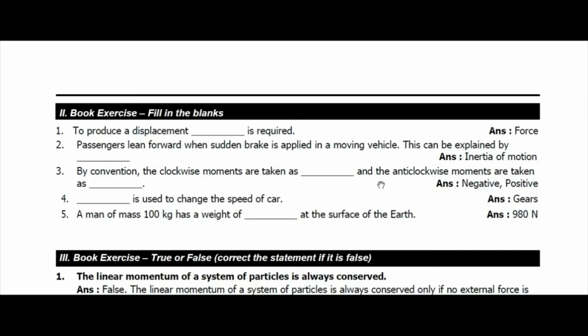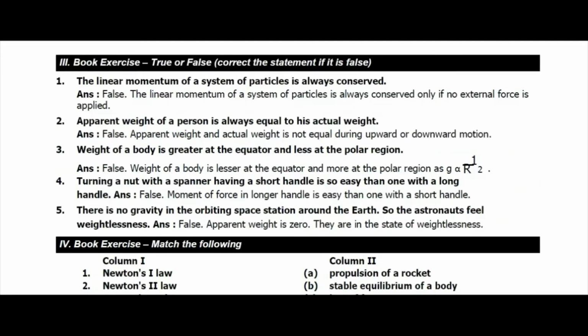Fourth one, dash is used to change the speed of a car. Answer is gears. Next one, a man of mass 100 kg has a weight of dash at the surface of the earth. 980 Newton. Next, we will see true or false. The linear momentum of a system of particles is always conserved. Answer is false. The reason is the linear momentum of a system of particles is conserved only if no external forces are applied.